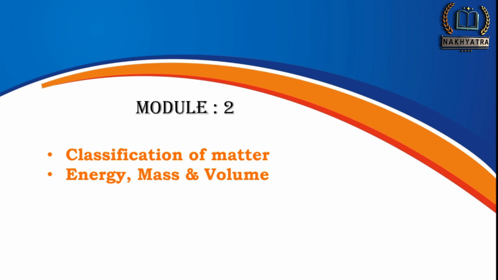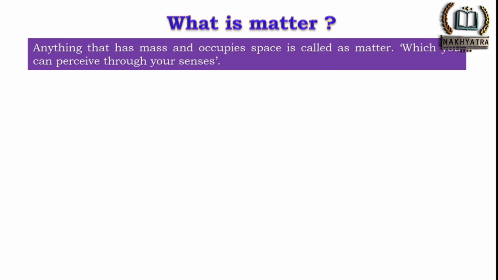Now in module 2, we will see the classification of matter and then we will see energy, mass and volume. Well, now let us see what is matter. Anything that has mass and occupies space is called matter, which you can perceive through your senses. As I already explained, matter is anything that has mass and occupies space, and you can perceive it through your senses.